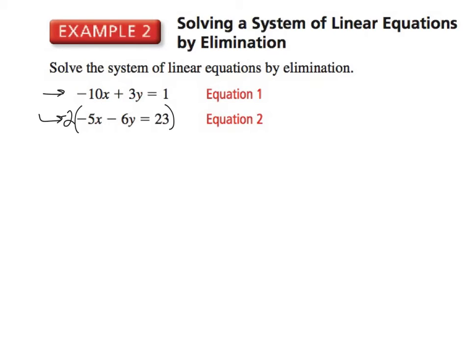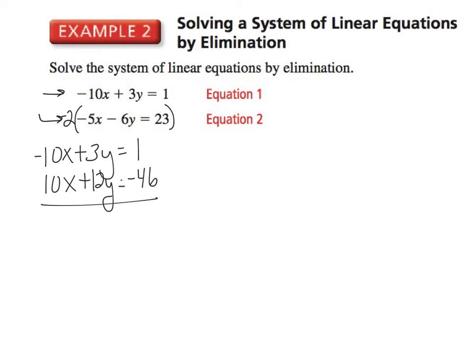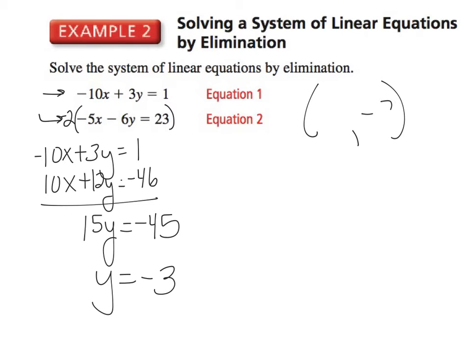Negative 2. Now here's my suggestion. When you multiply the second one, copy down the first one. It helps you when you combine them together. So the first one's not going to change. If I multiply the second one by negative 2, I get 10x plus 12y equals negative 46. I combine them together. Now, if you combine them together and you don't get anything that cancels, then you didn't do it correctly. So this gives me 15y equals negative 45. That gives me y equals negative 3. So I know negative 3 is my y value.